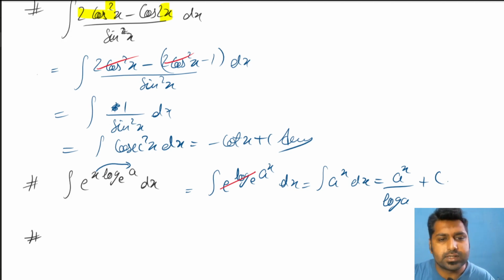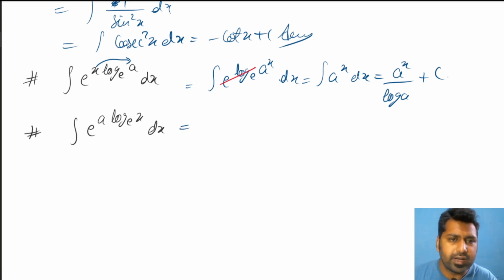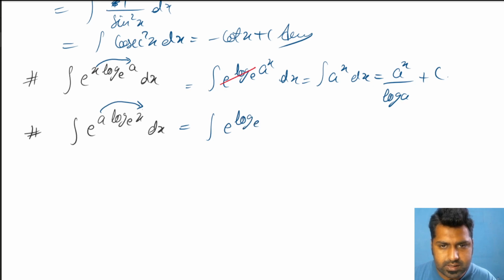All right, next one. Integration of e raised to power a log base e x dx. So same thing, just notations, symbols are varying. This time a is outside, x is inside, but we'll do the same thing. Integration of e raised to power log base e x raised to power a. e and log will cancel, dx. So this becomes integration of x raised to power a.